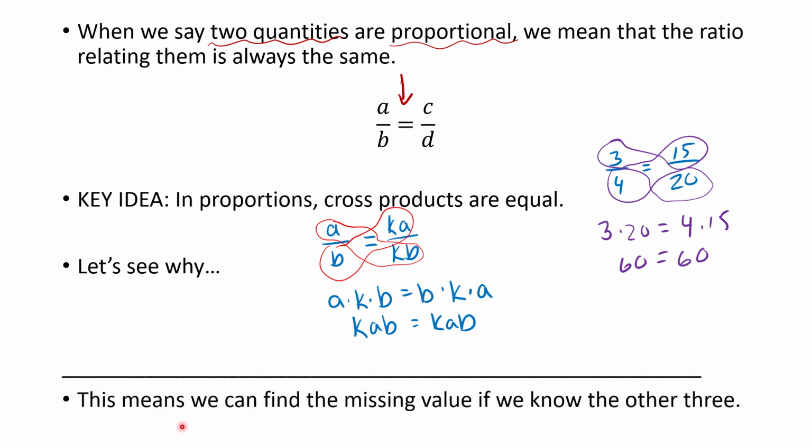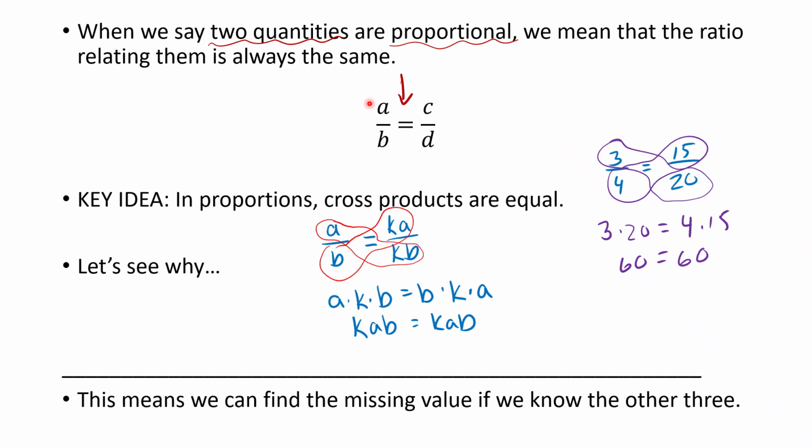So this means that we can find the missing value if we know the other three. If you know this value and this value, you can find the missing one. Or if you know this one and this one, you can find this one. And it doesn't matter where the unknown is. This was an issue I had many, many years ago when I was teaching middle school: teachers that I worked with and respected would teach a very formulaic way of solving proportions, and a lot of times students did not understand the idea that cross products are equal.